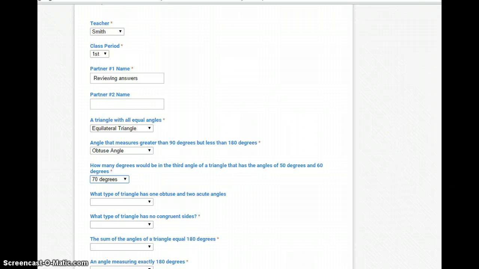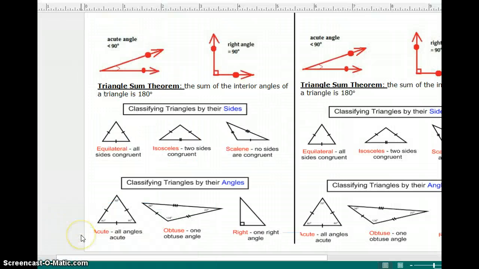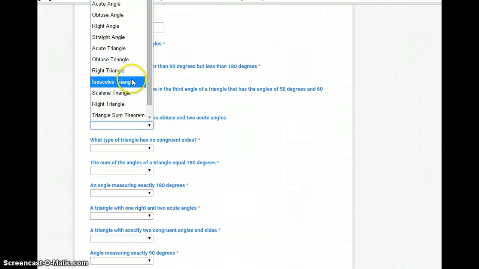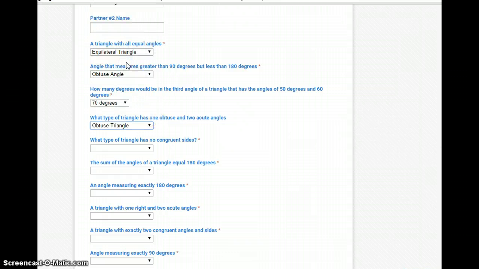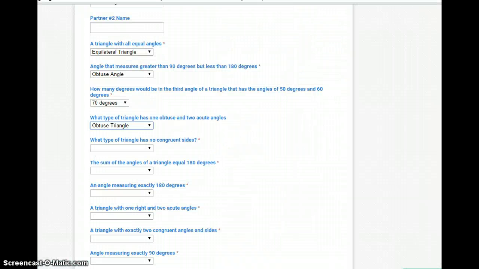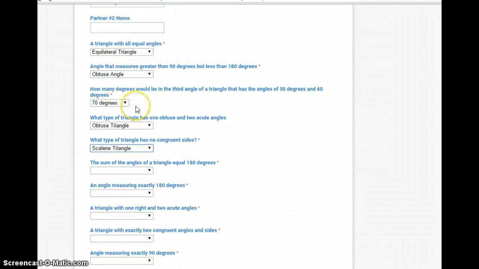The next question. What type of triangle has one obtuse and two acute? So again, we're looking for a triangle. A triangle that has one obtuse angle. The other two have to be acute because that's all it could be. You couldn't have right angles and obtuse. So it's going to be an obtuse, but make sure you do obtuse triangle, not angle. What type of triangle has no congruent sides? Okay, you can go back to your review sheet. No sides are congruent, scalene. So all of your answers were on your review sheet. You just had to read it.